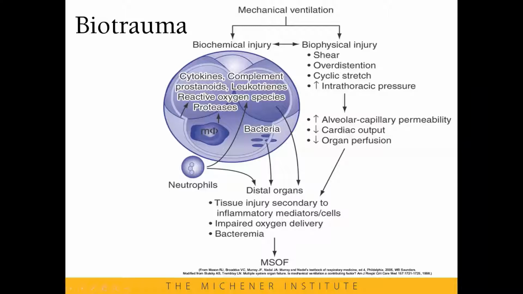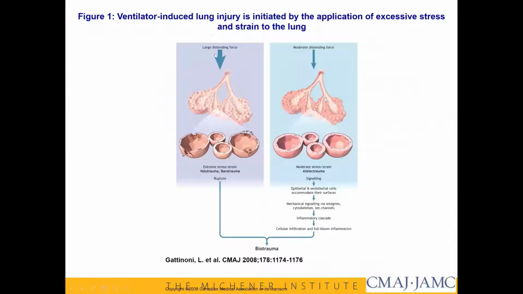Okay, this slide is also showing the mechanisms of ventilator-induced lung injury. And on the left here, it's showing excessive stress and strain. We're using large distending forces. And so here you can see the damaged alveoli resulting from the stress and strain being placed on it, and it might result in volutrauma or barotrauma causing rupture. And once the rupture has occurred, you're going to see that biotrauma will then follow.